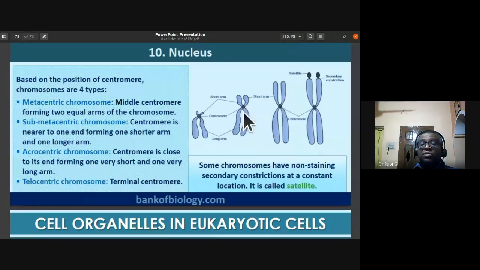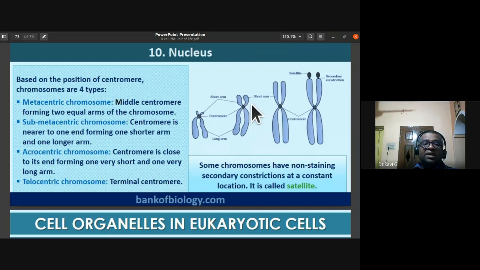In the case of acrocentric chromosome, the centromere is subterminal in position, just like junior, subjunior. It is below the terminal position, so we call it subterminal in position. Or you can also say the centromere is nearer to one end, forming a very short arm, and the other, a longer arm.